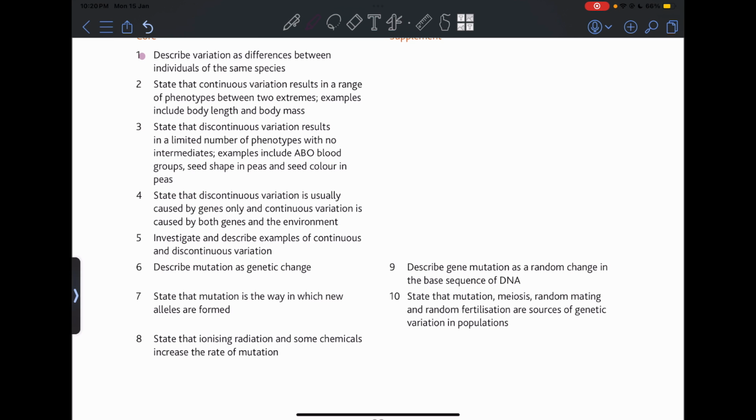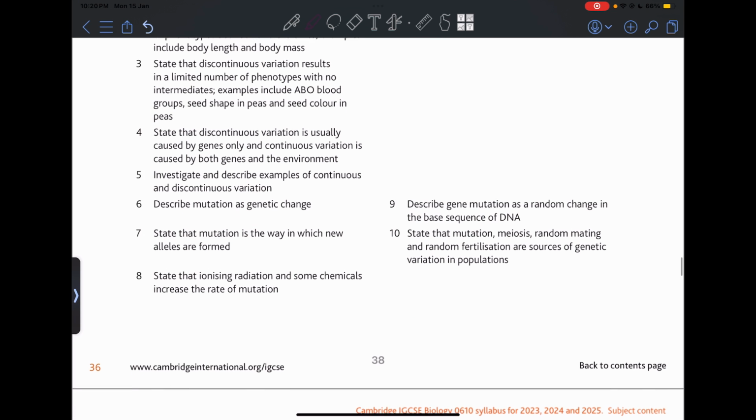Discontinuous variation is when there's no variation in between, such as the blood groups. You can be either blood group A, or B, or a mixed blood group. You cannot get a new blood group. And also the seed shape, for example, popcorn seeds are always the same shape. There is never any variation.